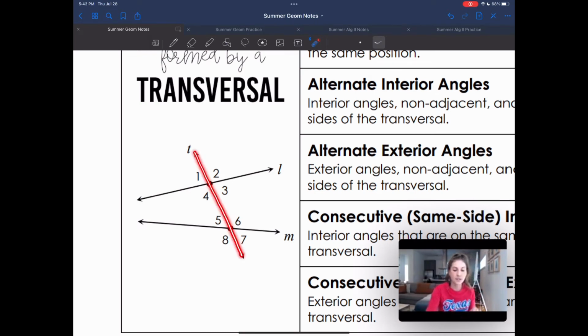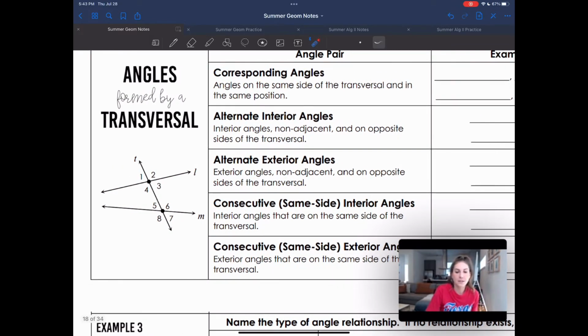Now, whenever you have a transversal that cuts through two or more other lines, you create a bunch of angles. As you can see here, we've got 8 of them, right? There's 4 up here and there's 4 down here. And they all have special angle relationships and we give them specific names. So let's go over them. Let's start with alternate interior angles.